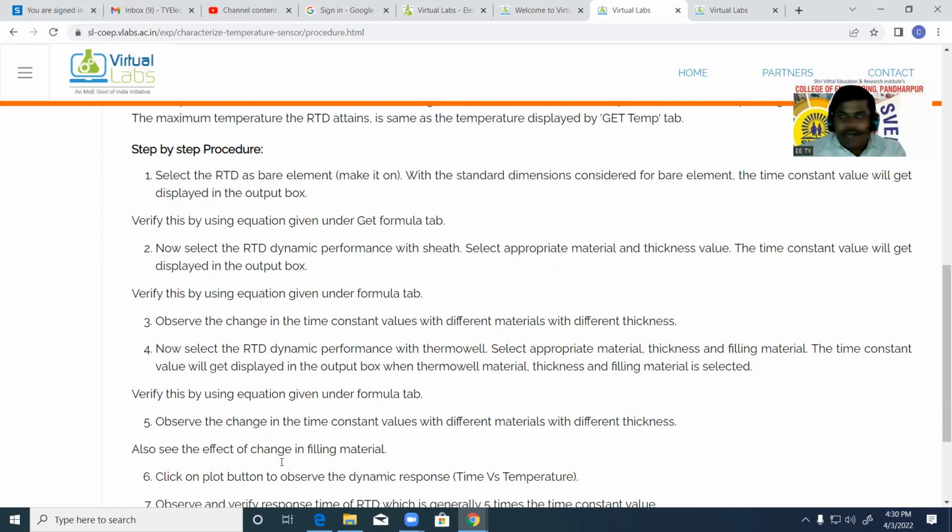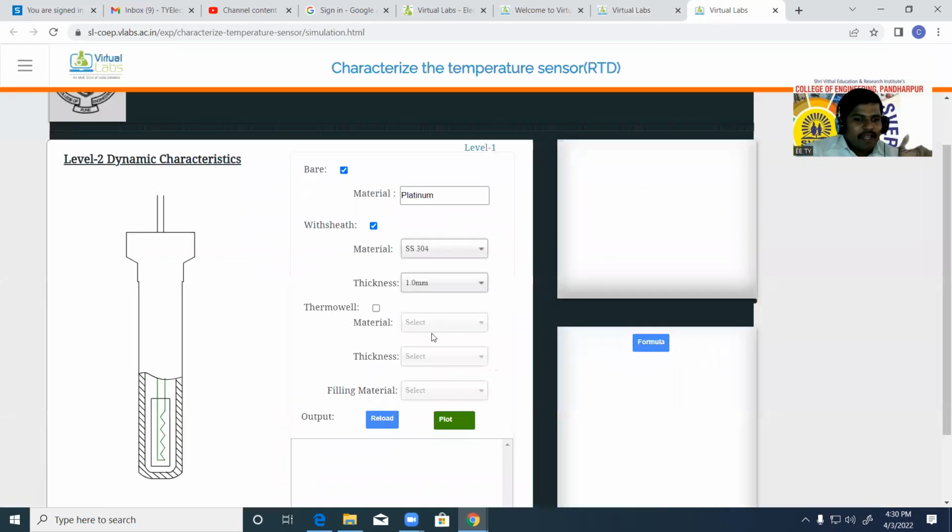So we are providing thermowell and we want to understand the dynamic performance. Again, select appropriate material. Here also select material, select thickness and filling material. The filled material has to be selected, and the time constant value will be displayed.